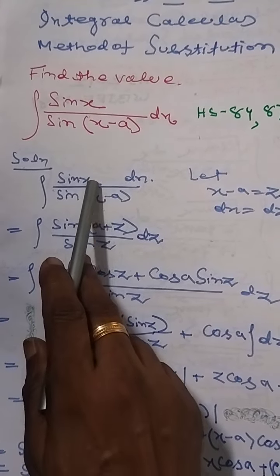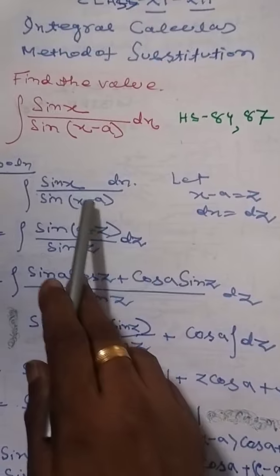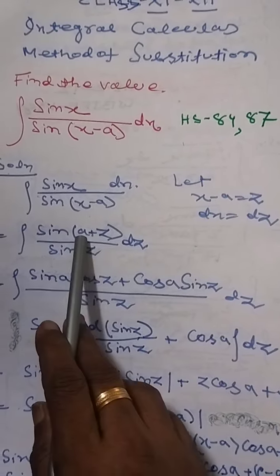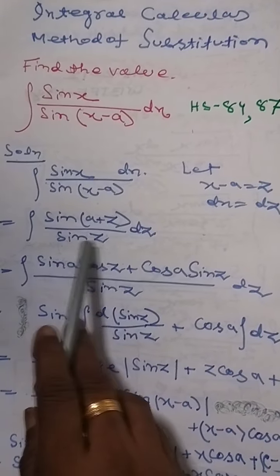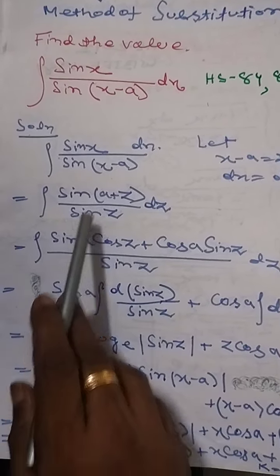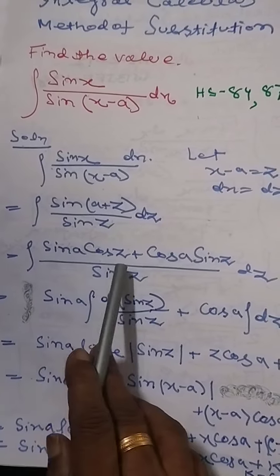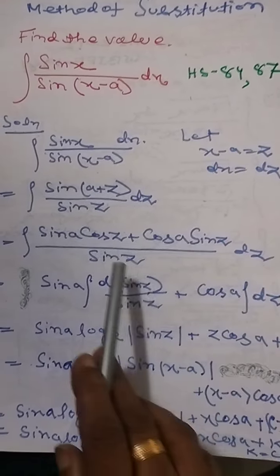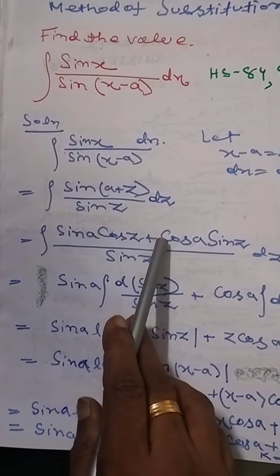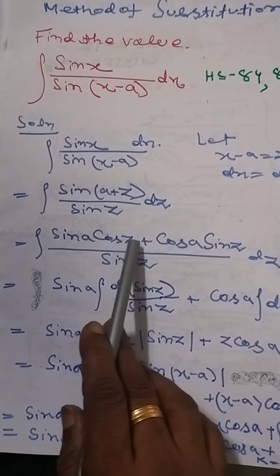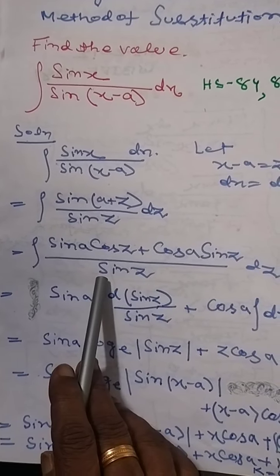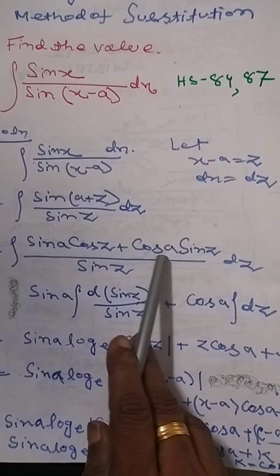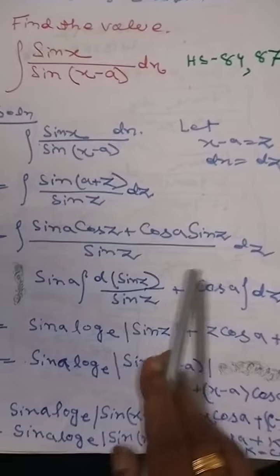Now sin x equal to, so instead of x we can write a plus z, and instead of x minus a we write sin z. Integration of sin(a plus z) dz by sin z. We put the formula sin(a plus b) equals sin a cos b plus cos a sin b. Here we divide into two parts: sin a cos z divided by sin z plus cos a sin z divided by sin z.